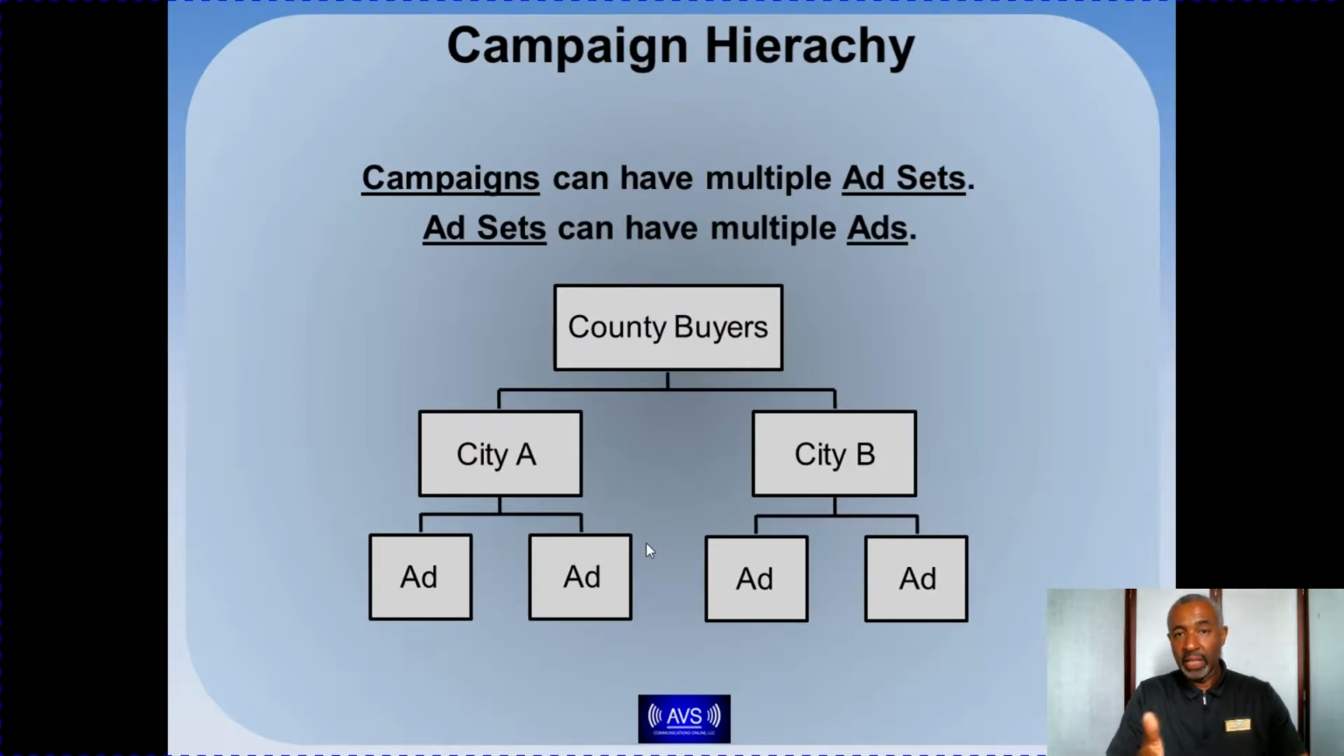Now, if you're using this same example, let's say you're in a county looking for buyers, one audience or one ad set could be individuals in one city, and another ad set could be individuals in another. You can run different ads to those different audiences, or you can run the same ad to both audiences. So there's a lot of creativity you can apply, but the objective is to get your ads to perform better so that they can reach your objective, and hopefully that objective involves, at the end of it all, making you money.